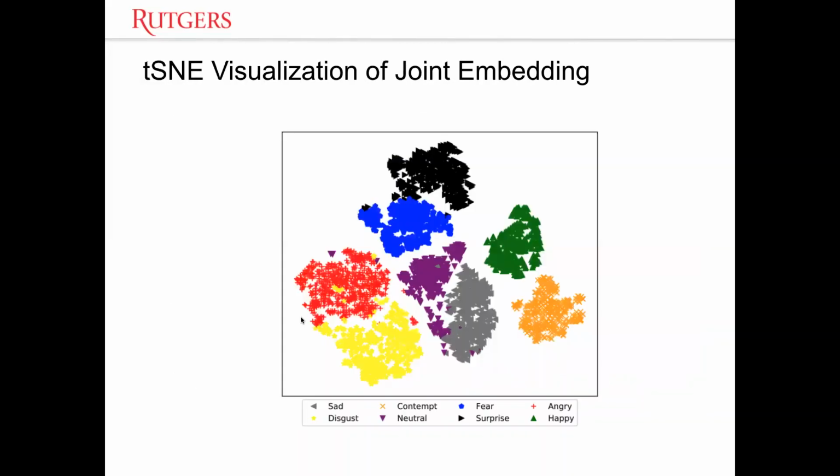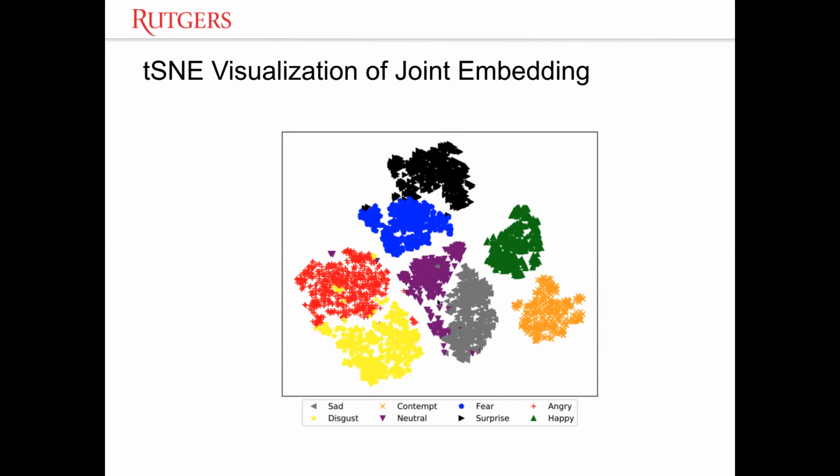And we also visualize the joint embedding. We can see that this is a TSNE visualization. Okay, this is happy, and this is fear, and this is surprise. Geometrically, surprise is close to fear, which may not be consistent with our perception.